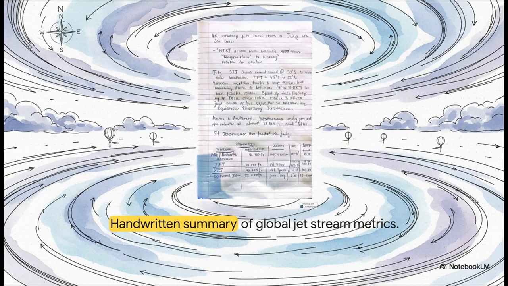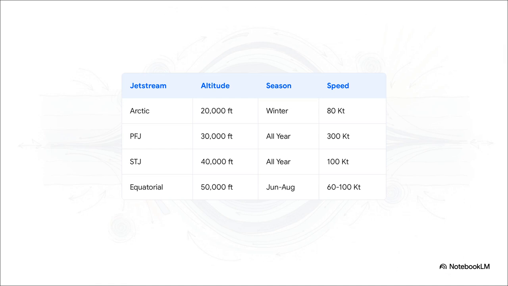If you want to really lock this all in, it helps to distill all these different global jet stream metrics down into a single summary. In meteorology, memorizing these specific altitudes, seasons, and speeds is absolutely critical. Just look at how this data lays out. There is actually a really elegant staircase pattern in the altitudes.